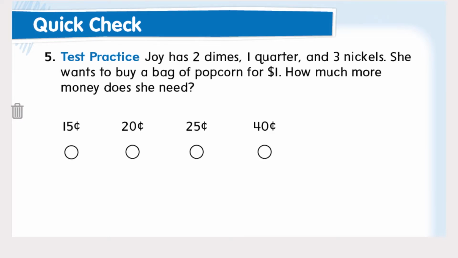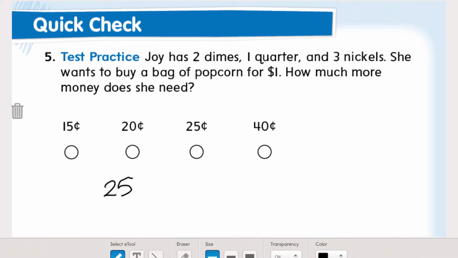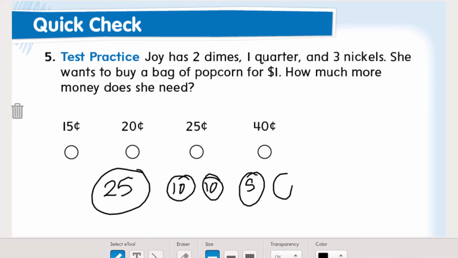Joy has 2 dimes, 1 quarter, and 3 nickels. She wants to buy a bag of popcorn for $1. How much more money does she need? So she has 2 dimes, 1 quarter, 3 nickels. I'm going to put these in order by size. So 25, she has 1 quarter, 2 dimes, 3 nickels.